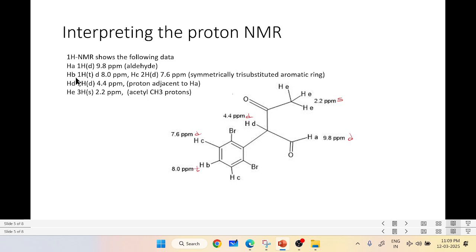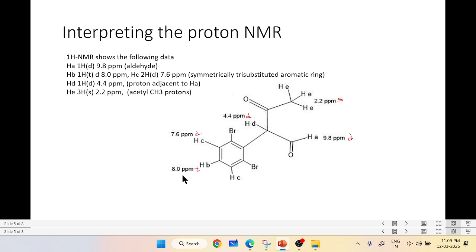We have HB, which is a 1H triplet at 8 ppm, and HC, which is a 2H doublet at 7.6 ppm. This kind of splitting can happen only with a symmetrically tri-substituted benzene. There are no other aromatic protons. There are totally only 3 aromatic protons, which means the other 3 positions of the ring are substituted. There are substituents on the ring.